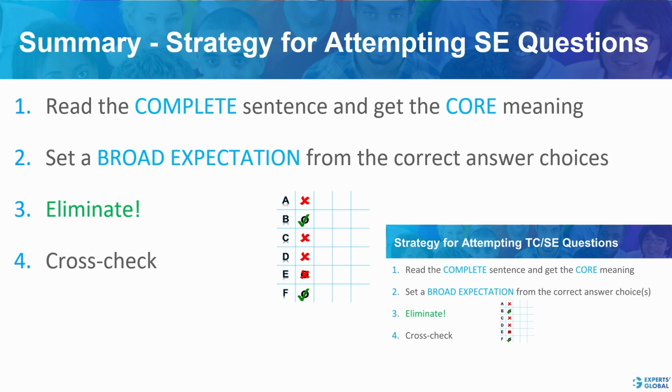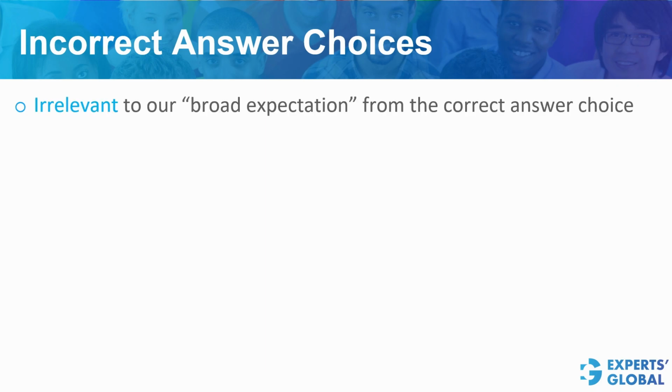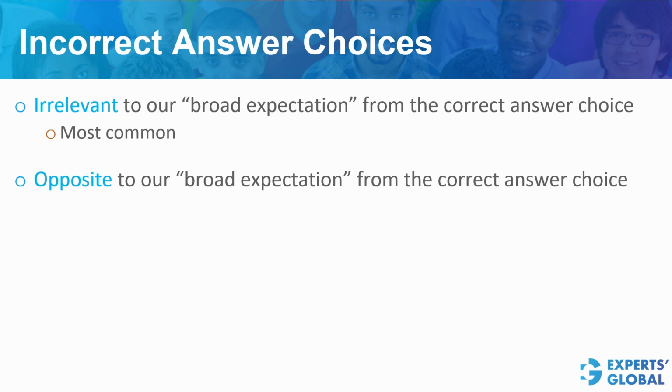To eliminate well, it would help to know what incorrect answer choices are generally like. Any answer choice that is irrelevant to our broad expectation is not likely to be correct. Such incorrect answer choices are the most common. Then any answer choice that is opposite to our broad expectation from the correct answer choice is also not likely to be correct. Roughly 40% of SE questions feature an antonym pair.